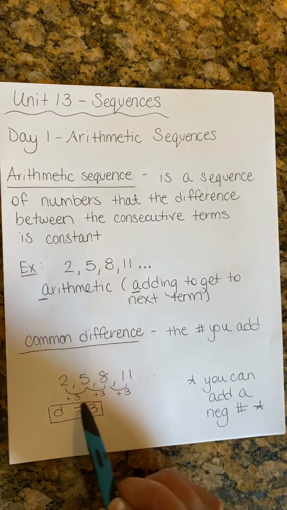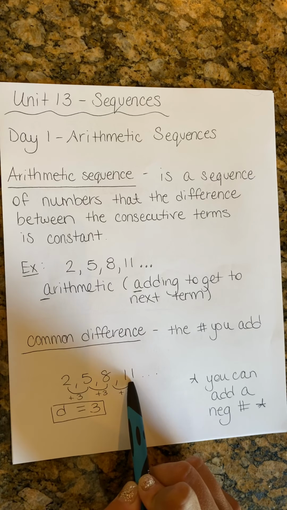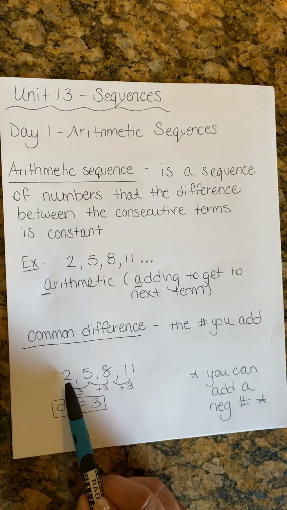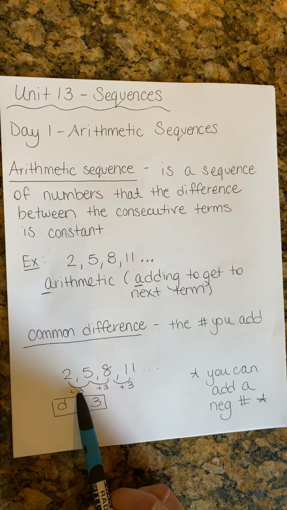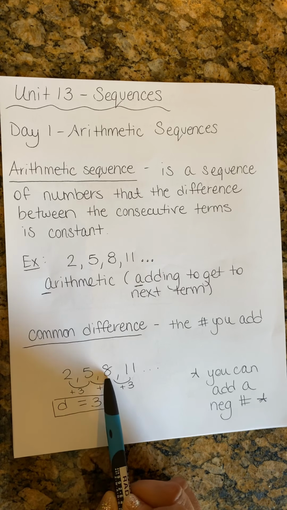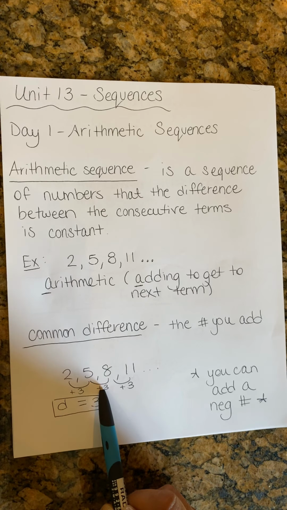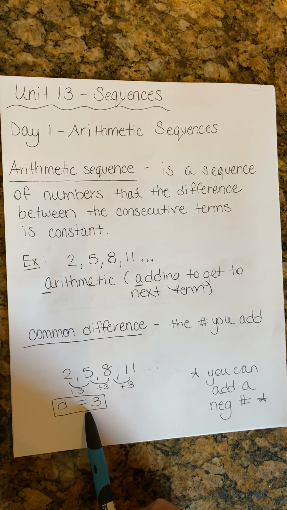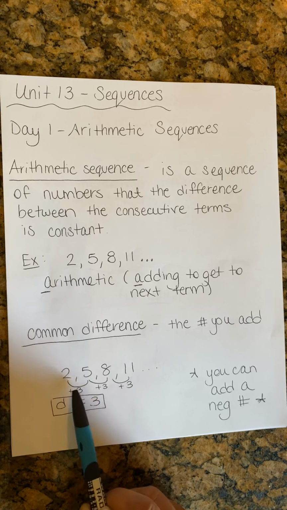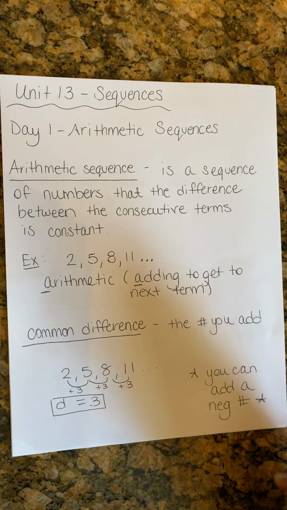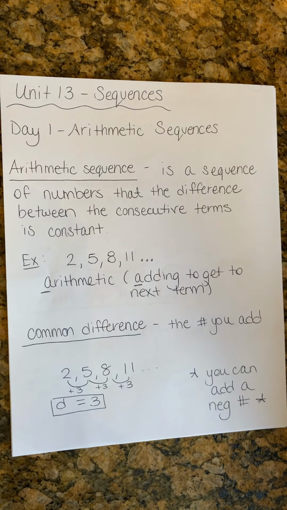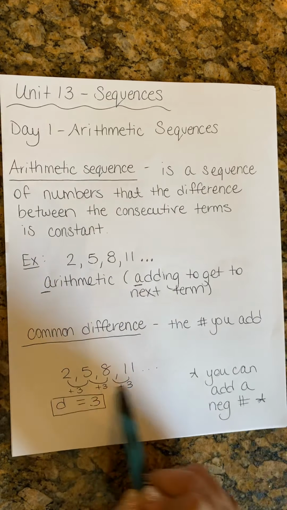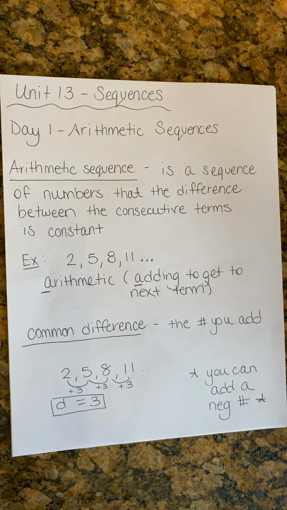Okay? So if we look at 2, 5, 8, and 11, all I want to figure out is, well, how am I getting from 2 to 5? I'm adding 3. How do I get from 5 to 8? I'm adding 3. How do I get from 8 to 11? You're adding 3, which means your common difference would be 3. Okay? Now, if it doesn't have the same, then it's just not an arithmetic sequence. So if you're adding a different number, that's not called an arithmetic sequence.